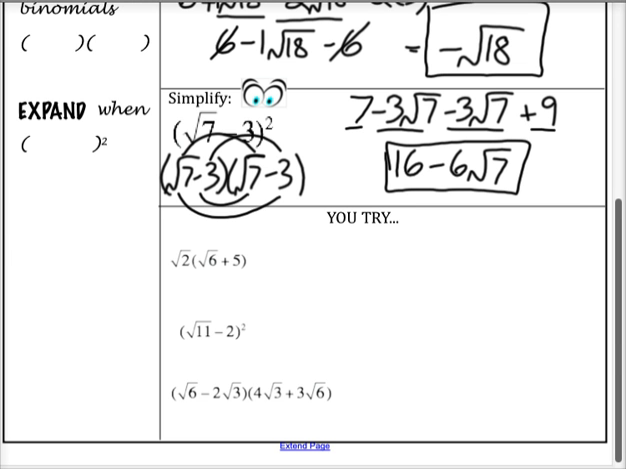All right, moving right along. So let's move into those final three examples to review the concepts that we just talked about.